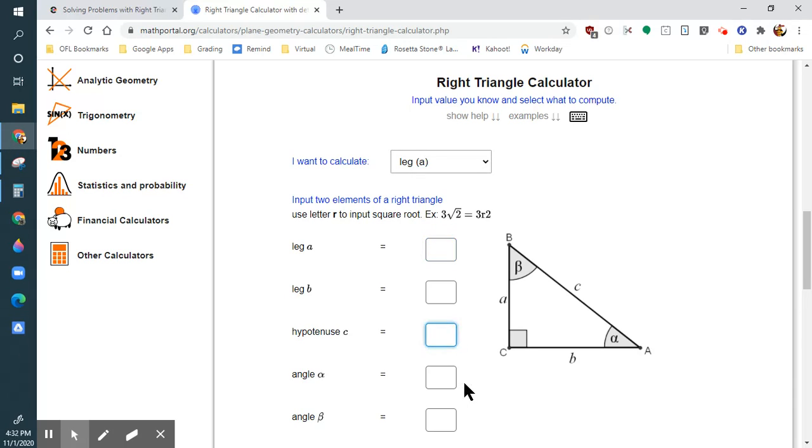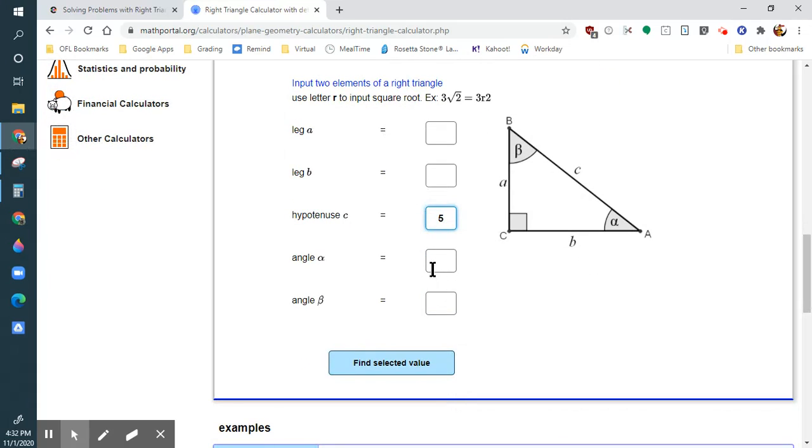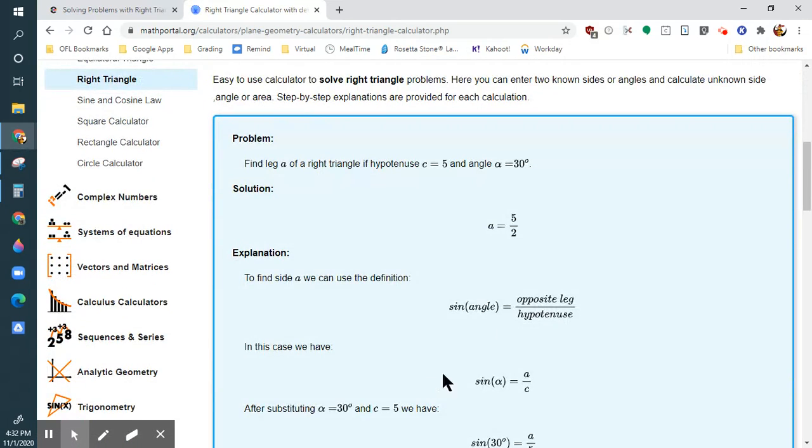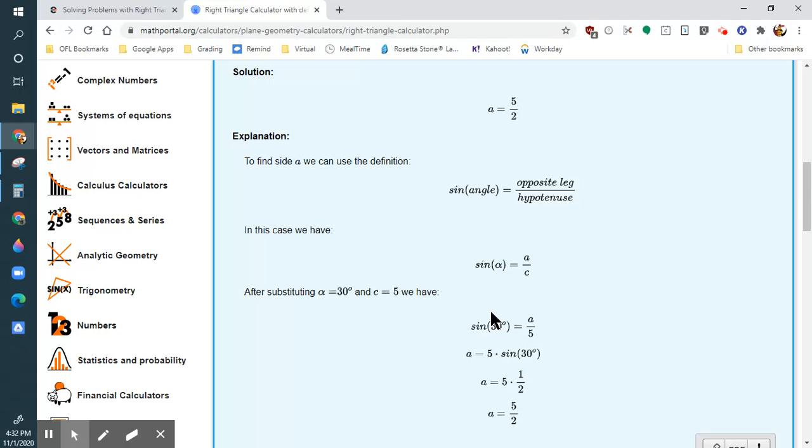So I'm going to make this my hypotenuse. I'm going to make it 5, and I'm going to make my alpha, so if I want to solve for the side A, I need my alpha, so it can be opposite over hypotenuse. And I'm going to say that's 30. So there we go. We had to use sine. So that's a good example of this.